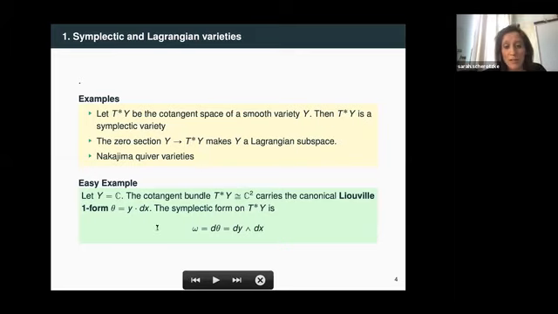So let's review maybe the easiest example. If Y is equal to C, then I can look at the cotangent bundle, which is isomorphic to C star. This carries a Liouville 1 form, y times dx. And if I want to obtain the symplectic form, the 2 form, all I do is apply the differential to it, and then I obtain the 2 form dy wedge dx, and that will induce a non-degenerate 2 form onto the tangent space. We'll also see later on that this can be done in a much more general context.